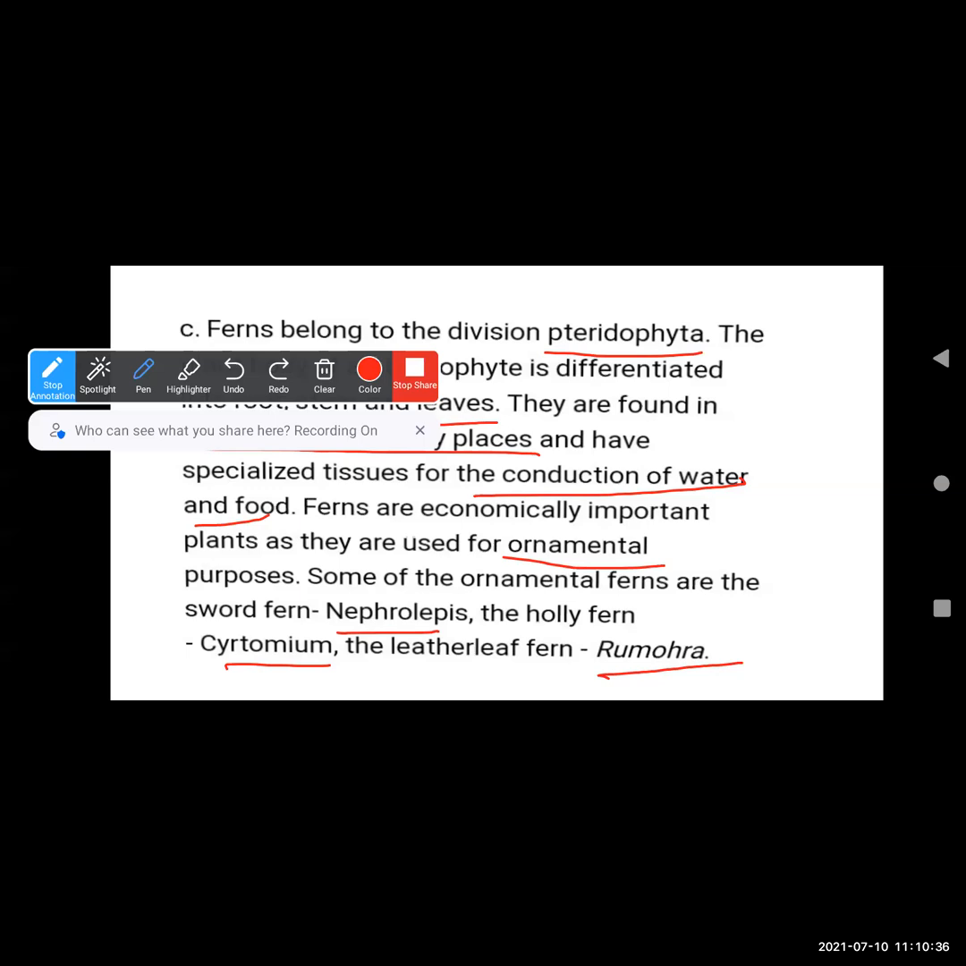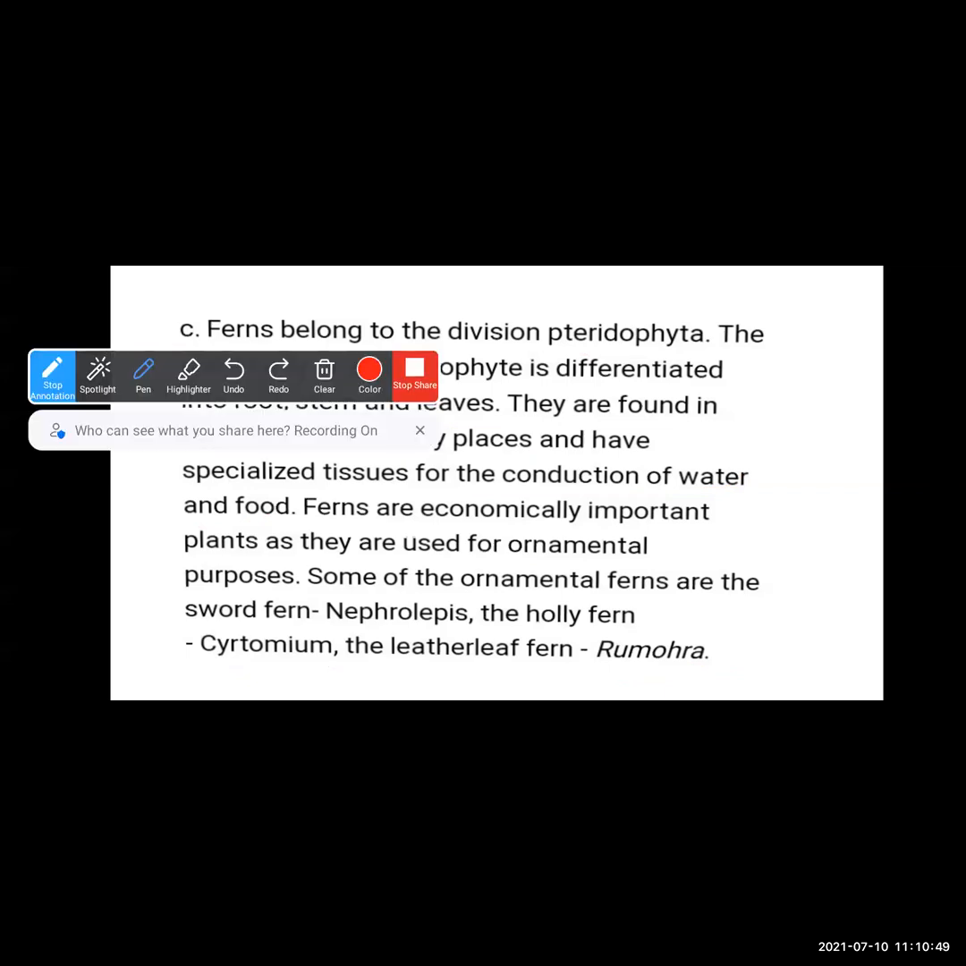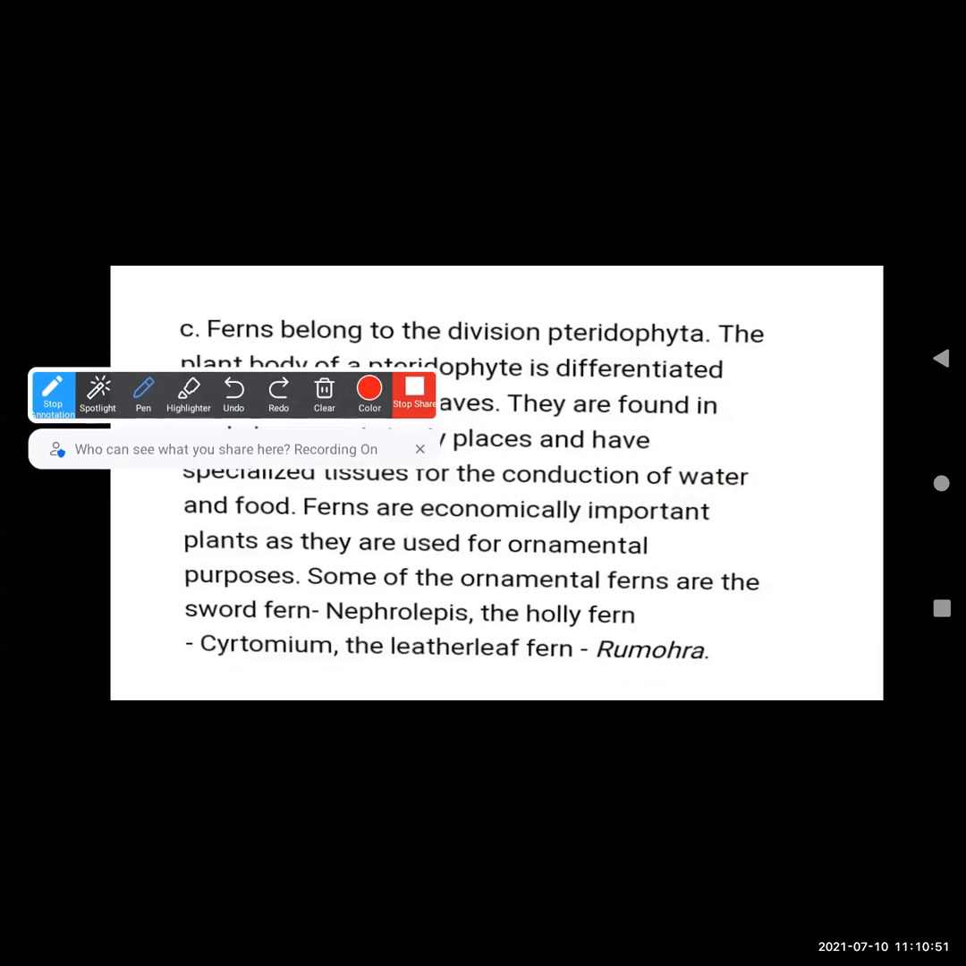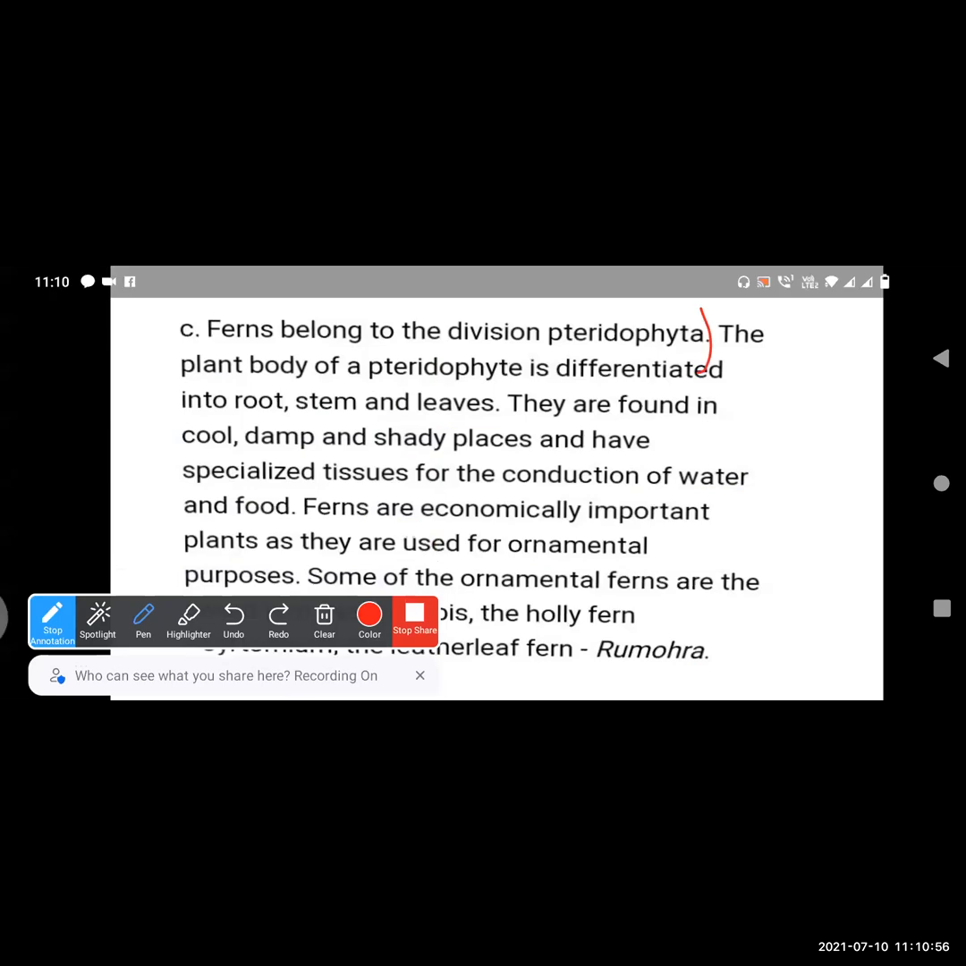So you can see, hardly, if you count, how many points can you see in this? See, this is the first point. 1, 2, 3, and 4. 4 points, and the examples are given. That means the question is asked only for 2 marks. Just write the characteristics of ferns. So it may be asked for 2 marks or 3 maximum, and you have to write only 4 points and the examples.